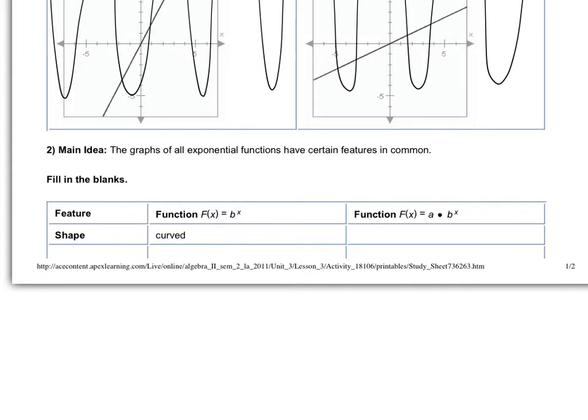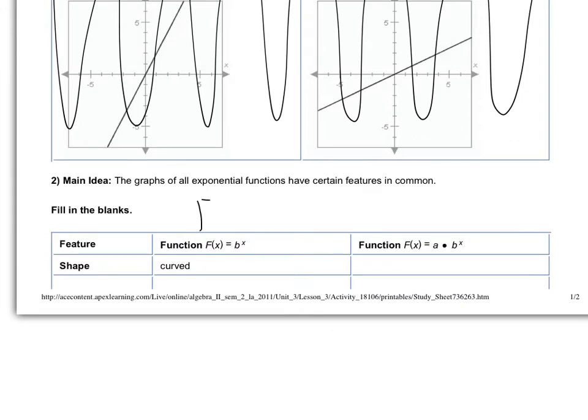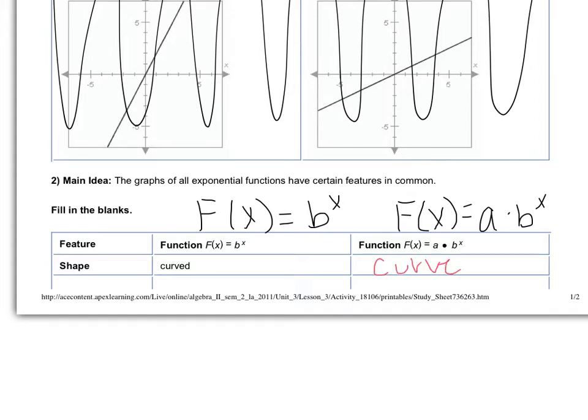So your basic form of an exponential function is the form f of x equals b to the x. But sometimes they change it to be f of x equals a times b to the x. So they give it a coefficient. Well, no matter what, when you start graphing a function in the form of b to the x, its graph is going to be a curve. It does not matter if it has a coefficient or it doesn't have a coefficient. If it's in exponential form, its graph is going to be a curve.